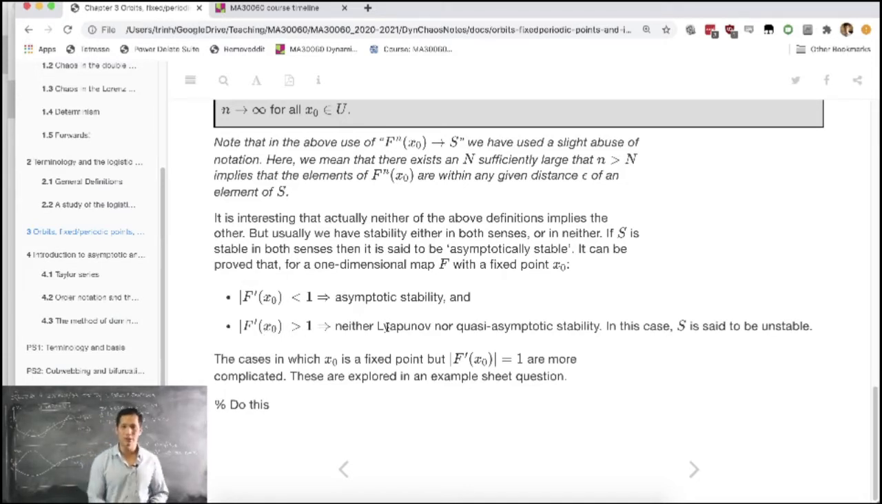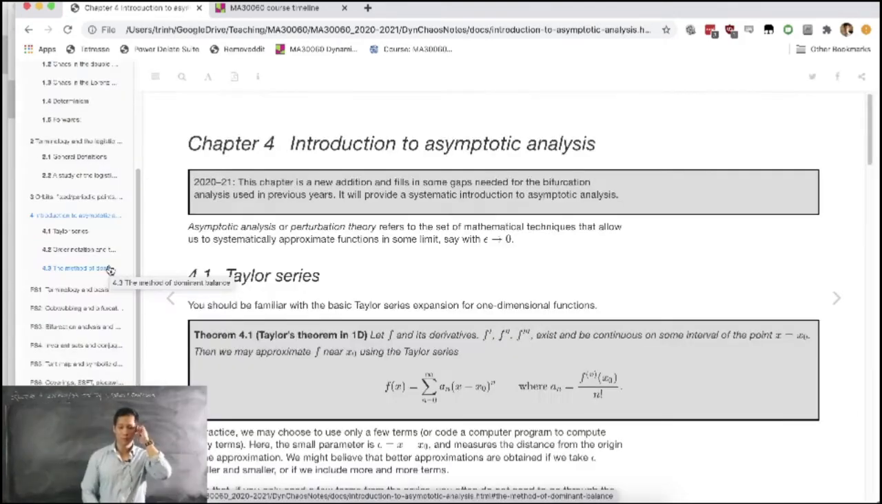Okay, and as we said before when we talked about this condition on the absolute value, if the absolute value is equal to 1, then you don't know enough. This is just a typo. Right, okay. So the next thing I want to do is start covering Chapter 4.